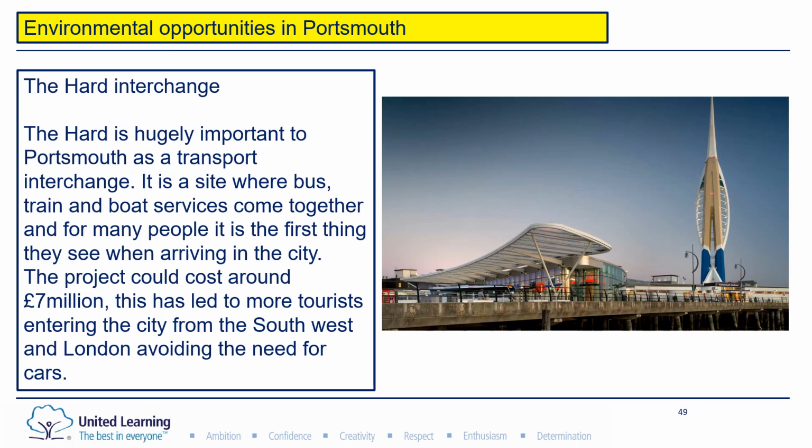Okay, the Hard Interchange costs £7 million and it's a transport hub. What that means is this transport hub is home to buses, to trains, to ferries, to coaches, and this transport hub makes public transport easier in Portsmouth. This means less cars are going to be on the road within the city, which means the air quality is cleaner as there's less CO2, therefore reducing the risk of lung disease, which reduces any pressure on local hospitals like Queen Alexandra. So that's all the opportunities in Portsmouth. We're now just going to talk through the challenges of urban change.